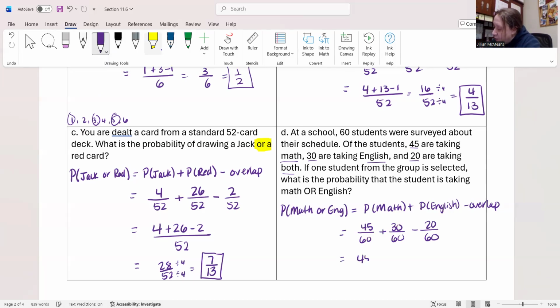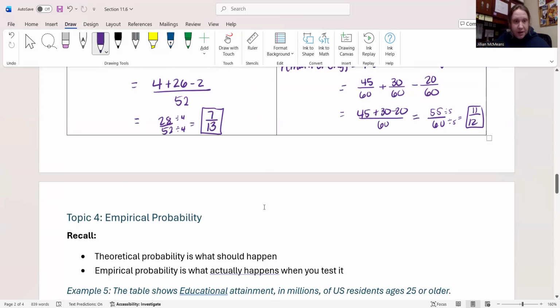So that's 45 plus 30 minus 20 over 60. 45 plus 30 is 75, minus 20 is 55. And if we divide these both by 5, we get 11/12. So if you were to randomly select a student from this group of students, there's an 11 in 12 chance that you're going to get somebody that's in either math or English. I think that's it for this one.